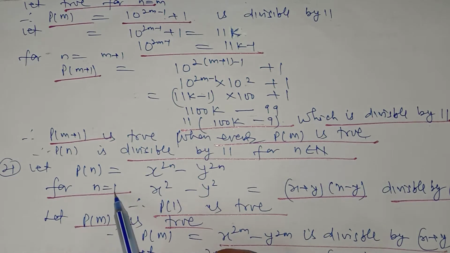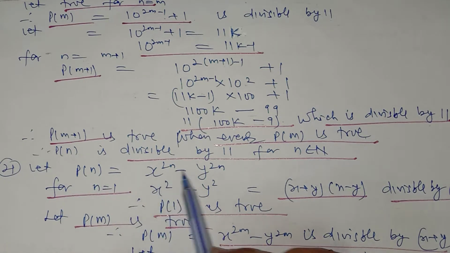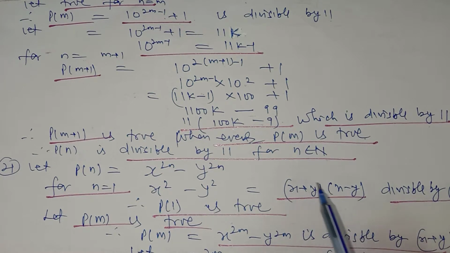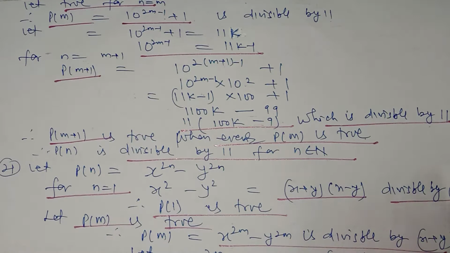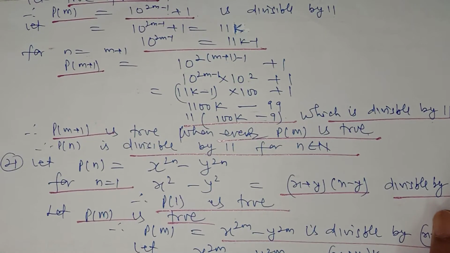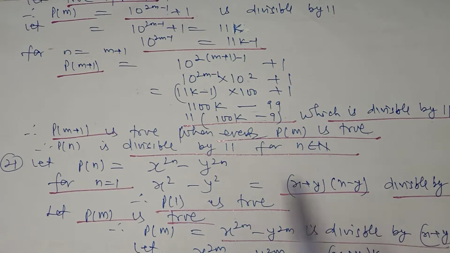For n equal to 1, we have to prove that it is divisible by x plus y. Replacing n by 1 here, it comes out to be x square minus y square. For x square minus y square, you can write (x plus y)(x minus y), which is divisible by x plus y. So P1 is true. That is, for n equal to 1, this statement is divisible by x plus y.